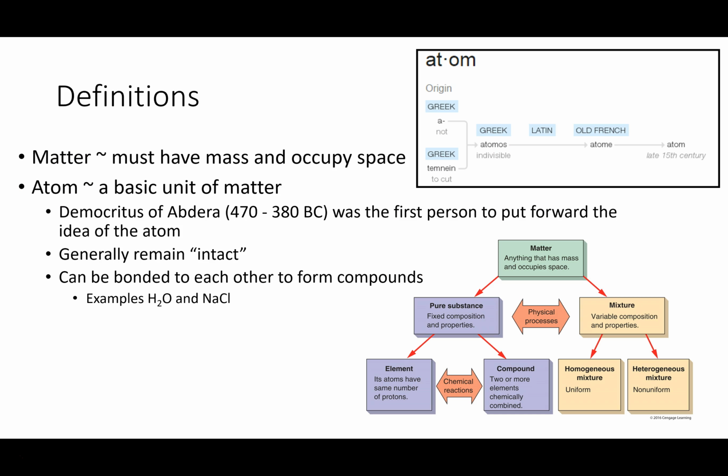Let's see. Then I have classification of matter. Several times you had this. Of course, matter can either be a pure substance or a mixture. If it's a pure substance, you're looking at either an element or a compound. If it's a mixture, it can be well mixed, which we call homogeneous, or if it's chunky, we call it heterogeneous.